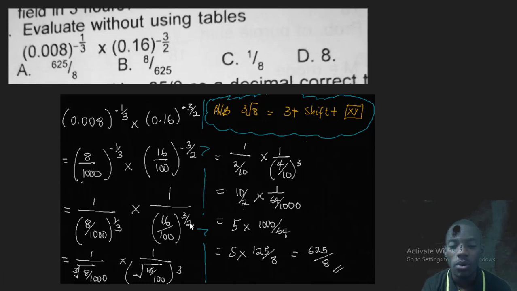Why square root? Because this is 2 below. The number below in the fraction will become the root, while the number on top will become the power. And that's what I have here. So this 2 below will become the square root of everything here, while the 3 below will stand here as the power. Can you see that?